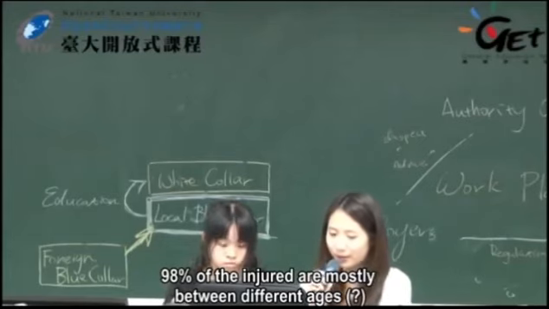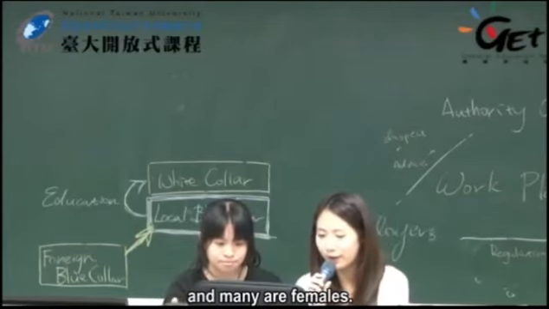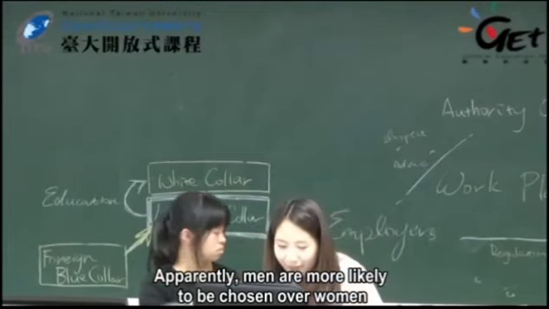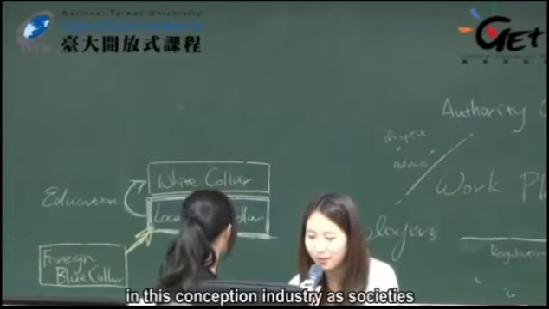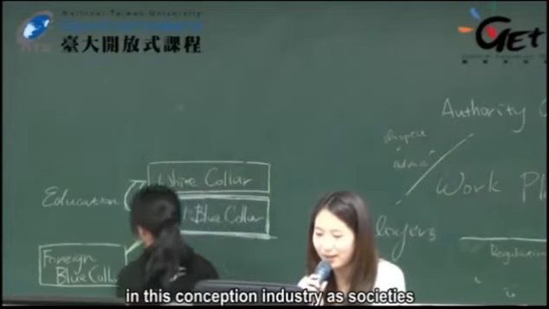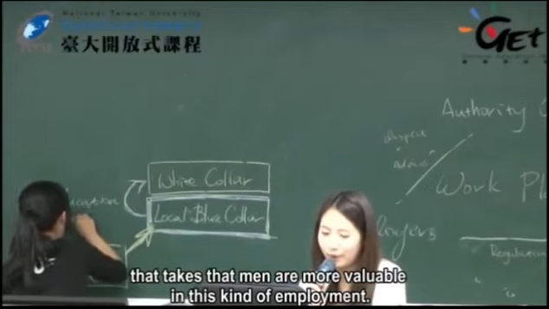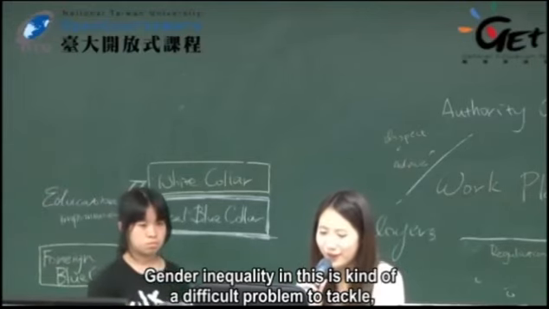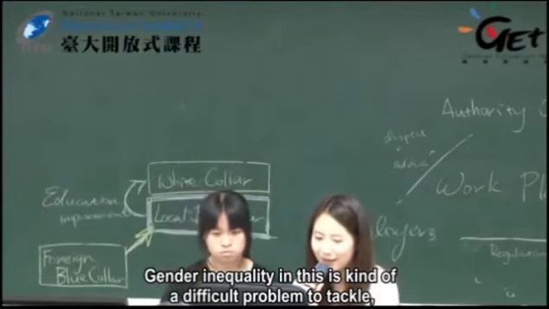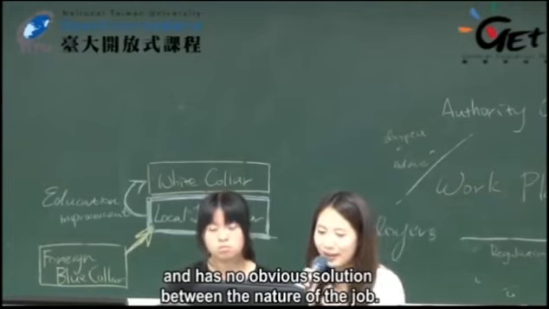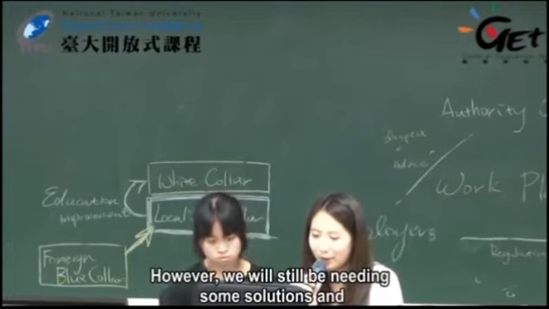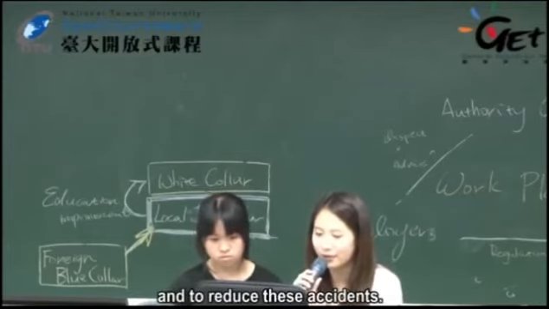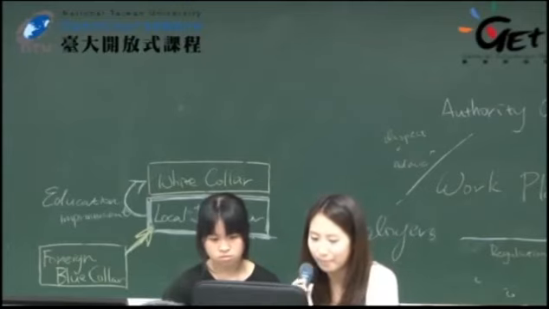98% of the injured are between ages 24 and 44, implying that the remaining are females. As a category, men are more likely to be chosen over women in this construction industry, as society dictates that men are more valuable in this line of employment. Gender inequality in this field is a difficult problem to tackle and has no obvious solution due to the nature of the job. However, we will still need some solutions to reduce these accidents, which will be discussed later on.